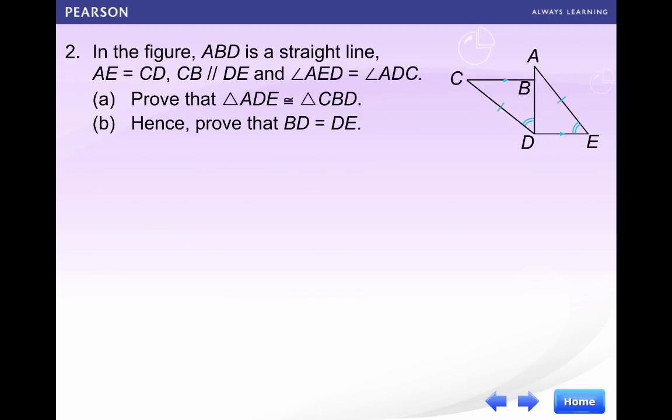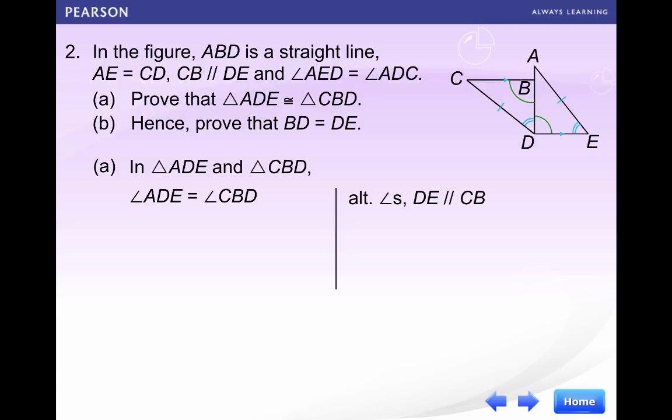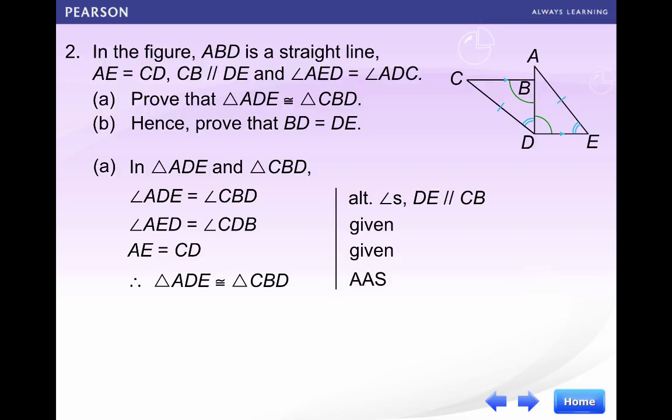How about this question? We need to prove that triangle ADE is congruent to triangle CBD. First of all, we have angle ADB equals angle CBD, because CB is parallel to DE, so these are alternate angles. And then we look at the given angle, angle AED equals angle CDB, which is given. And we have a side that is equal, AF equals CD, which is given. And we say that these two triangles are congruent because AAS.